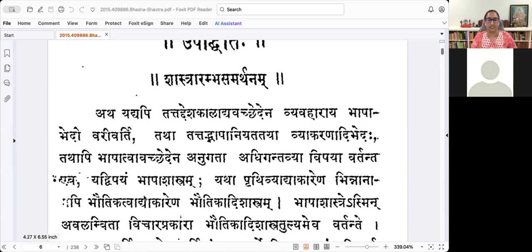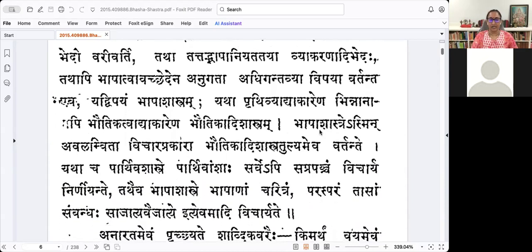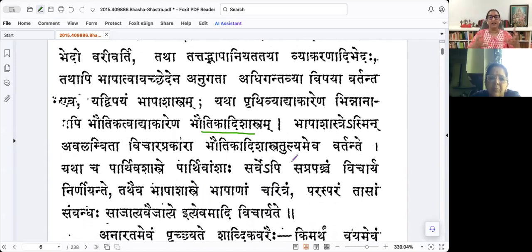Yad vishayam Bhasha-shastram. Yatha prithivyadyakarena bhinnanamapi bhautikatvadi akarena bhautikadi shastram vartate. For example, when we look at Prithvi, the earth or the objects found on this earth, there are many different things, and bhautika shastram is present there, because we are trying to look at the background of it and understand it. Bhasha shastre asmin avalambita vichara prakarah bhautikadi shastra tulyam eva vartante. This is very similar to geography, etc.